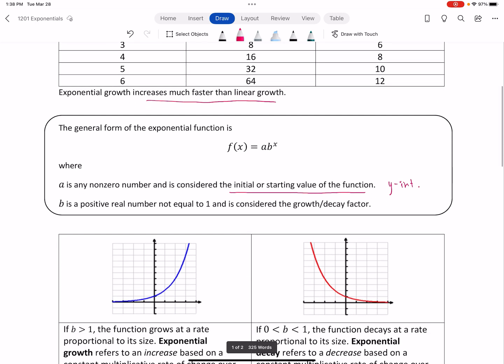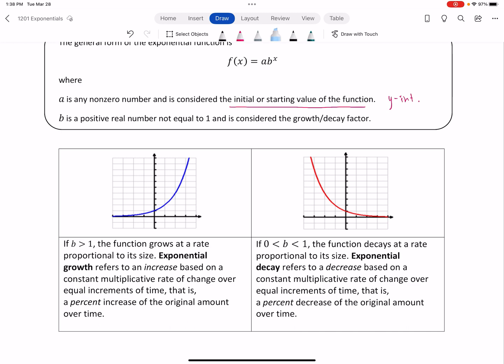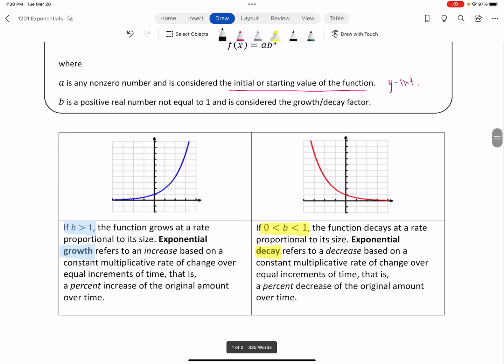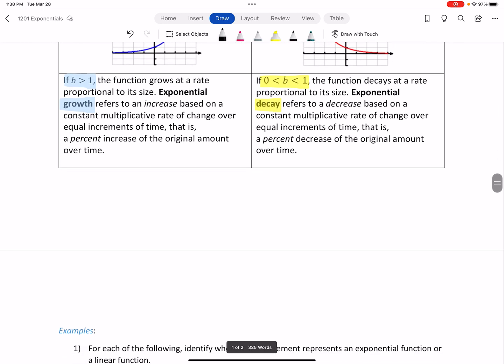What we're going to notice is that when b is bigger than 1, we call it growth, and the function goes up kind of curvy because it gets faster and faster. When b is less than 1 but bigger than 0, we call it decay, and the function is coming down. So if you're multiplying by a number bigger than 1, it's going to grow. If you're multiplying by a number between 0 and 1, it's going to decay. And that's how we'll know what the picture looks like.